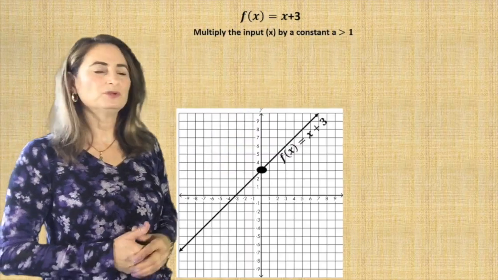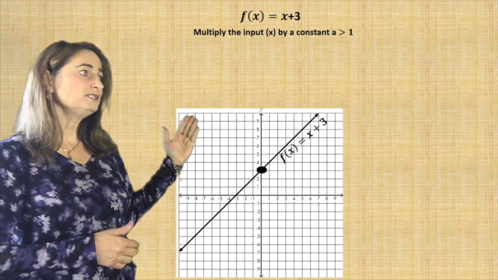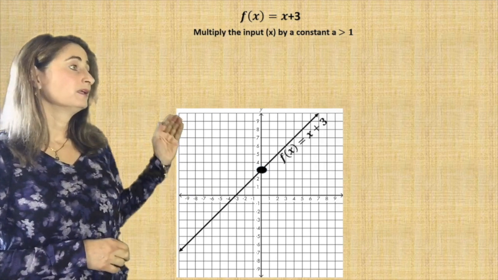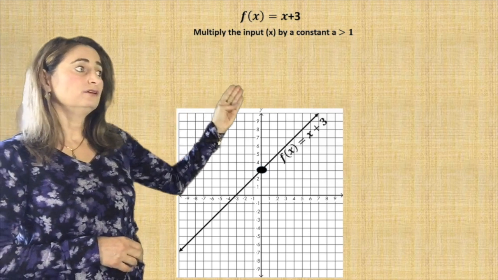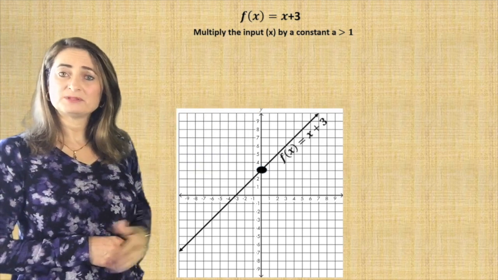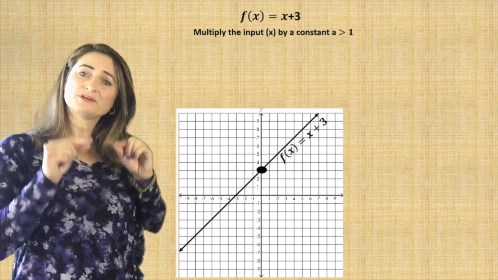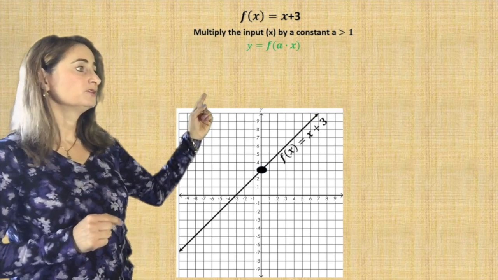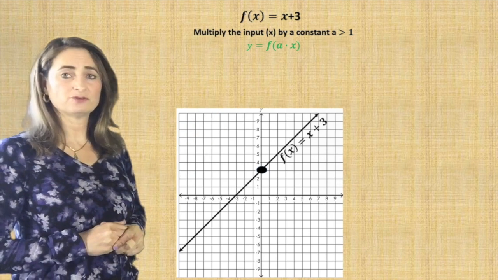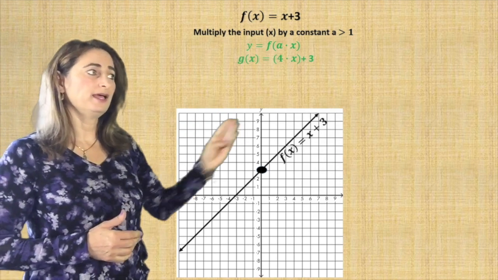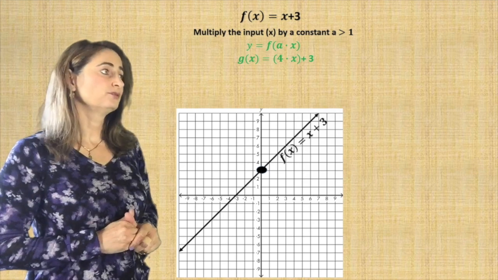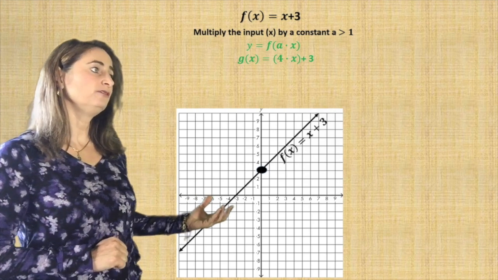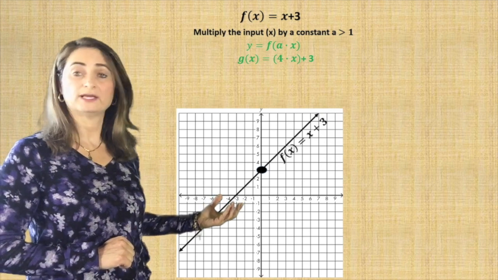f of x equals x plus 3. Multiply the input x by a constant that is more than 1. So y equals f of a x, where a is the constant that I'm multiplying x with, and watch how it's in parentheses in front of the f because it's only the x or the input. So g of x, which is the new transformation, would be f of 4x, which is 4 times x plus 3, because we are multiplying it by 4. So here's the graph of the original one, f of x equals x plus 3.